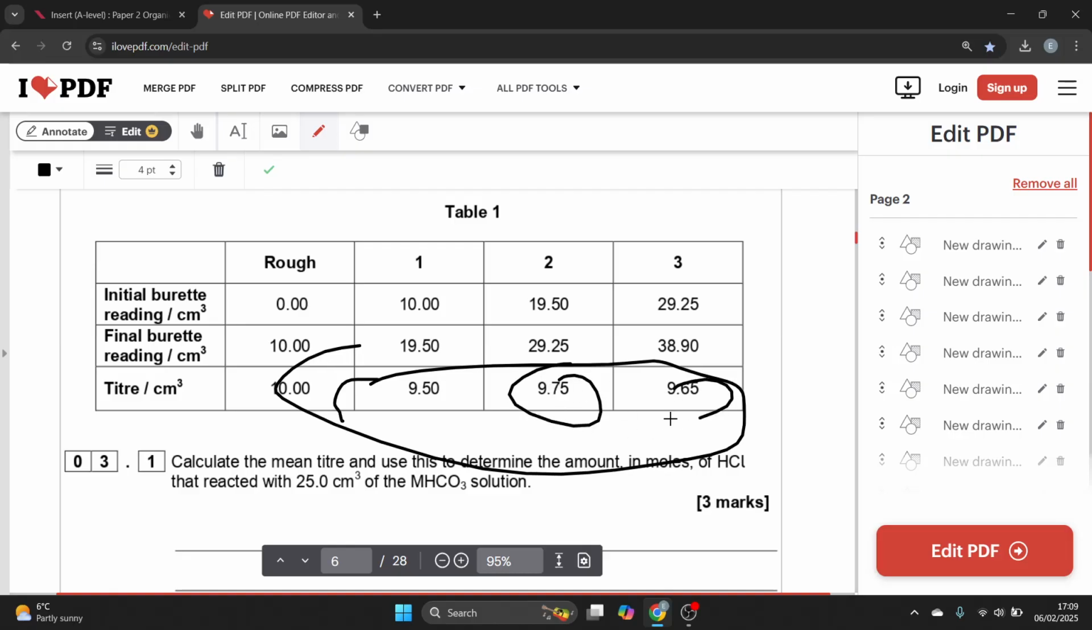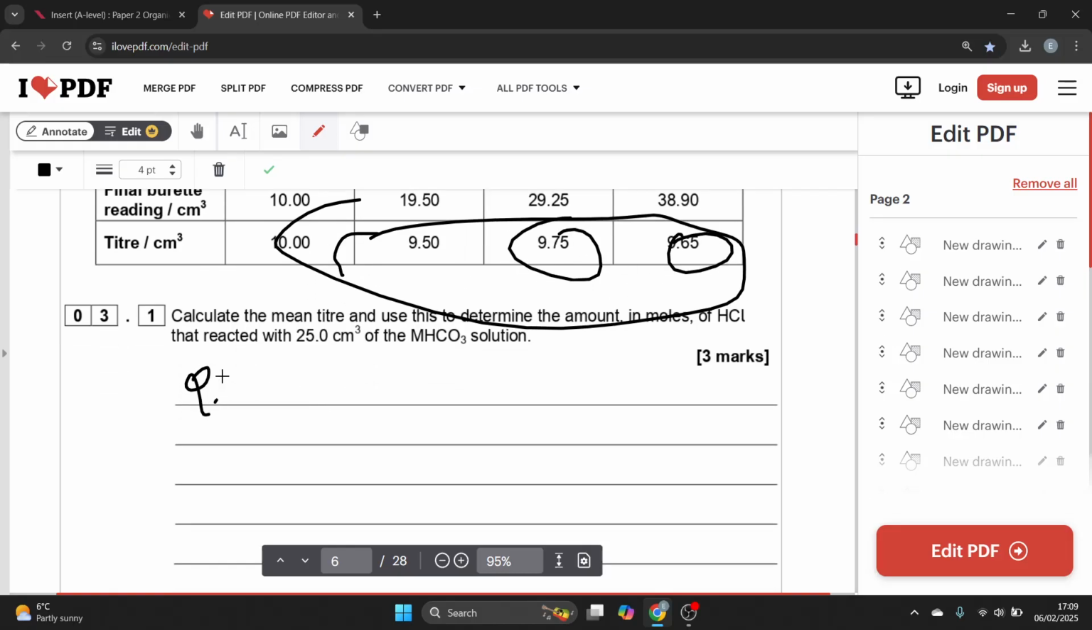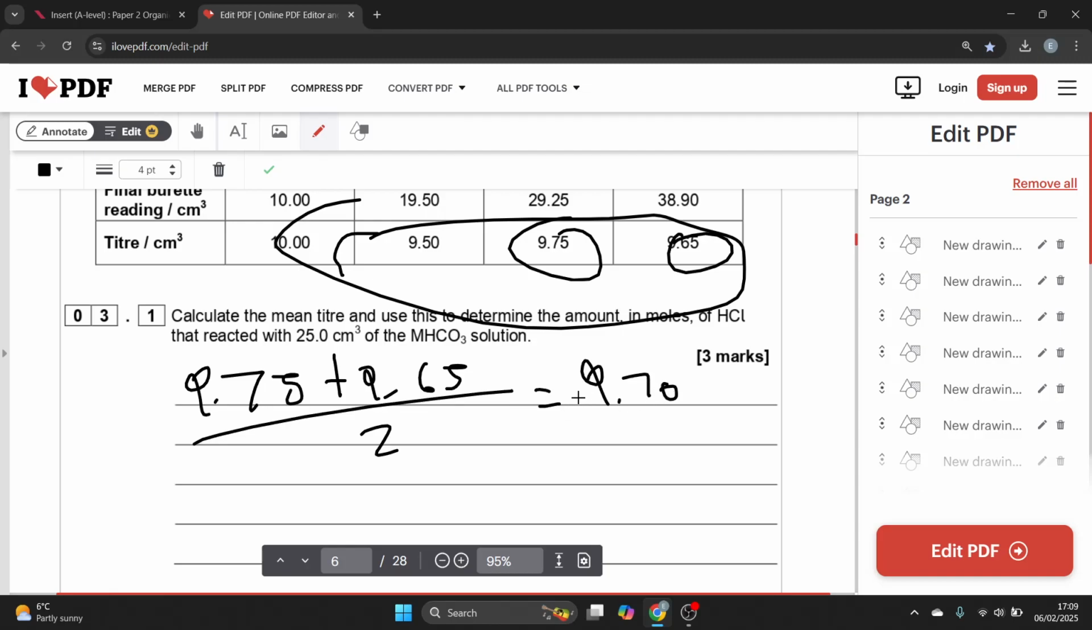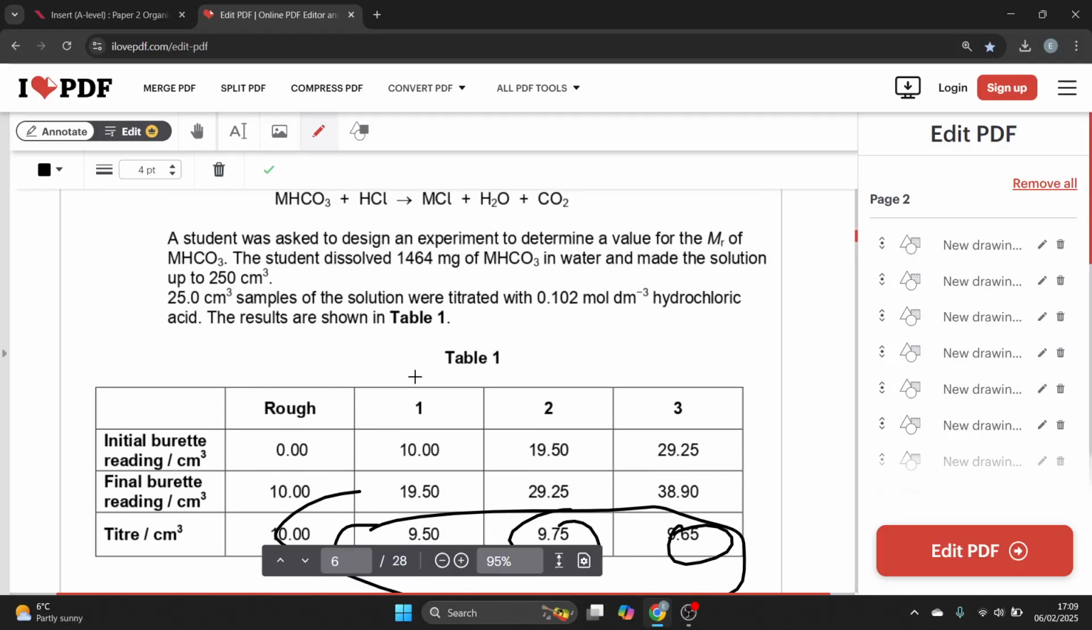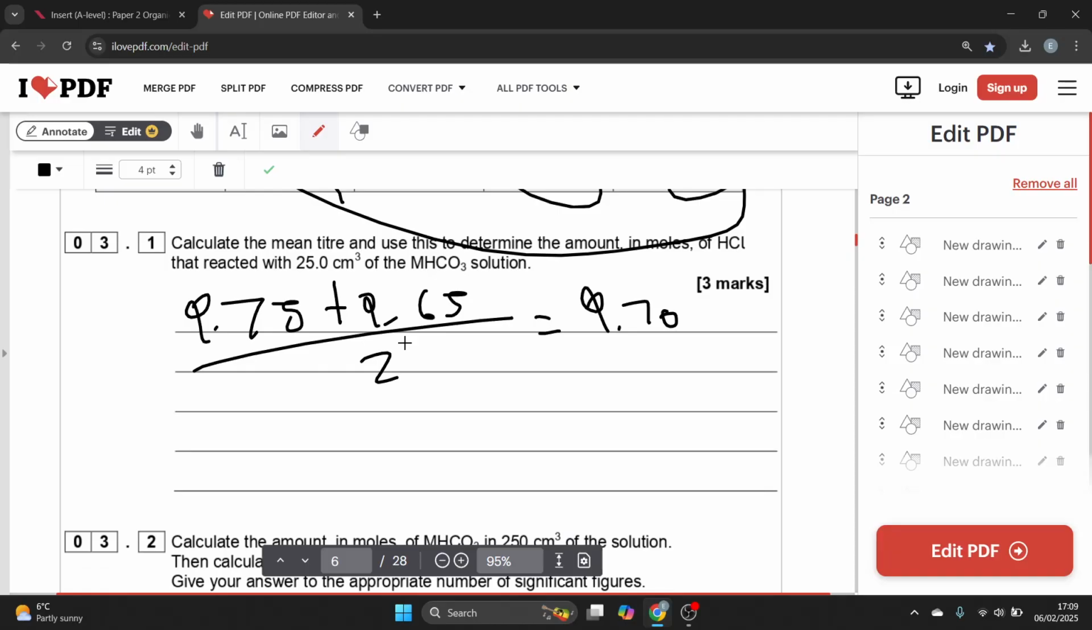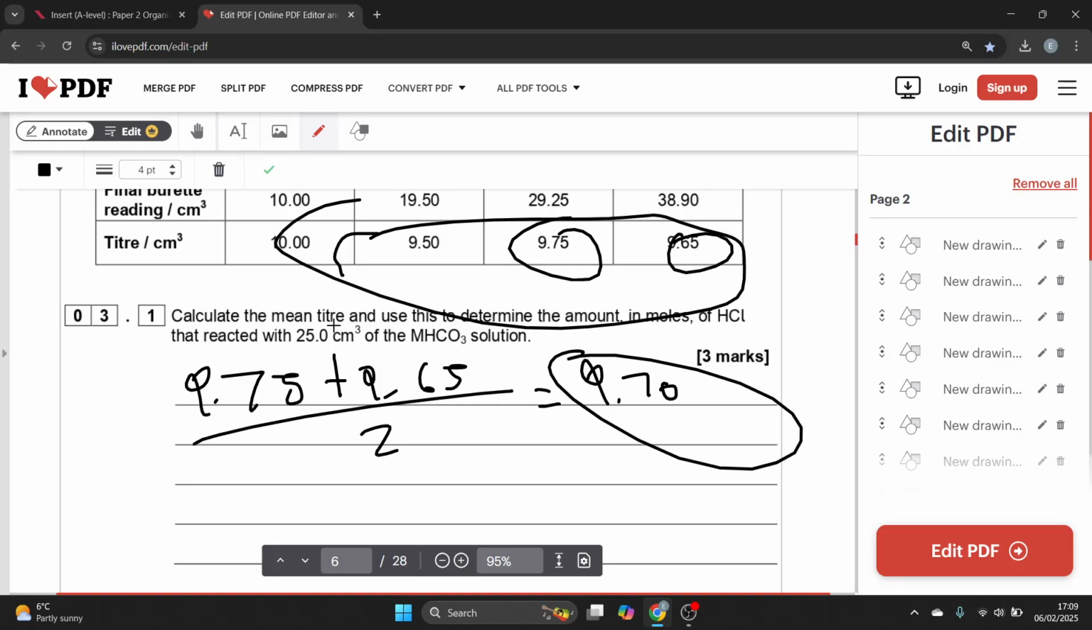So clearly these two. Then I'm going to add them both up. 9.75 plus 9.65 divided by 2 because there's 2 of them. And I should get 9.70 centimeters cubed. Then use it to determine the amount of moles of HCl that reacted with this much of NaHCO3 solution. So this is the mean titer with this much solution.